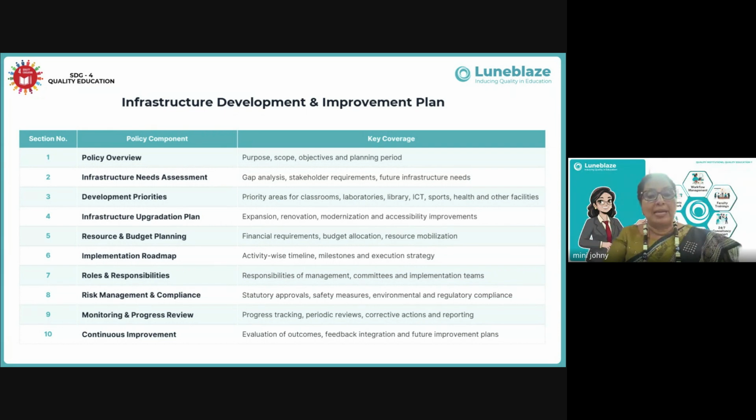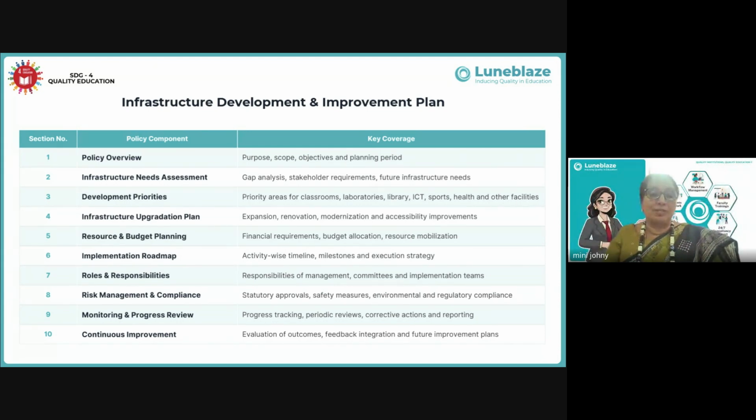Implementation roadmap, activity-wise timeline. We are doing so many activities in our school. The same thing you give to infrastructure development: how many months are we going to take? What is the timeline? That is very important in the annual plan, and in the improvement plan also, how many months we take for this. Milestones and execution strategy. Who will execute what? And time. Who is responsible for it? Management, committees, and implementation teams.